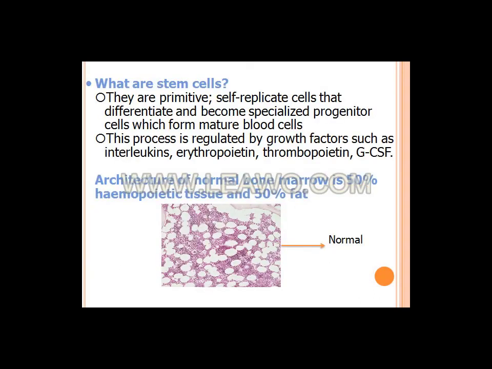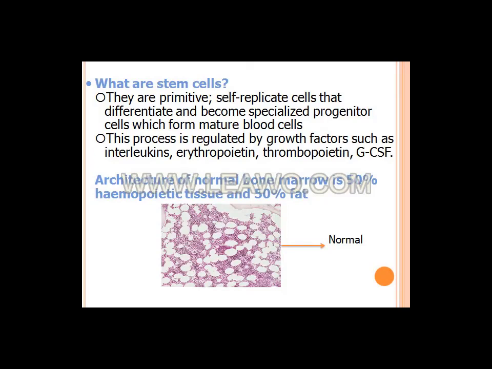Now, what are stem cells? Stem cells are primitive self-replicating cells that differentiate and become specialized progenitor cells, which form mature blood cells. This process is regulated by growth factors such as interleukins, erythropoietin, thrombopoietin, and granulocyte colony-stimulating factor.